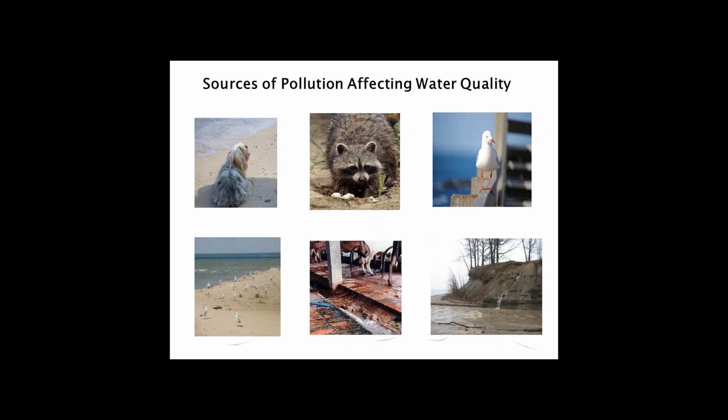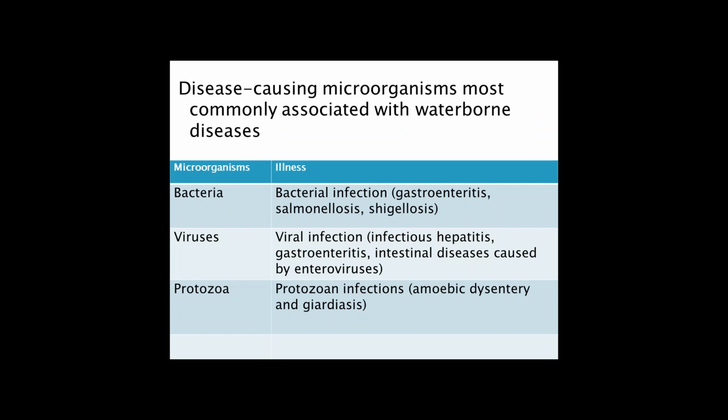We also have animal sources of pollution: pets, wildlife, waterfowl, which are significant contributors of fecal matter, and confined or concentrated animal feeding operations or livestock. When it rains, stormwater can wash these sources into beach water. Swimmers exposed to them run the risk of exposure to pathogens that might be present in the fecal matter. These are the disease-causing microorganisms most commonly associated with waterborne illnesses, in 3 categories: bacteria, viruses, and protozoa.